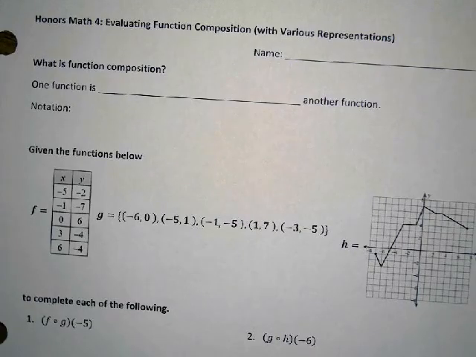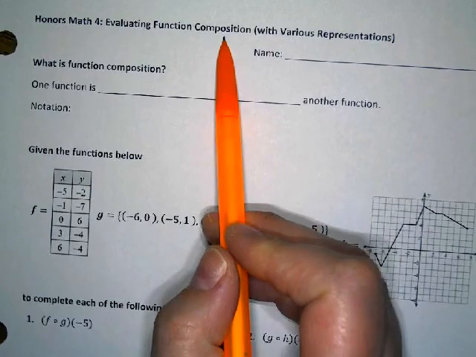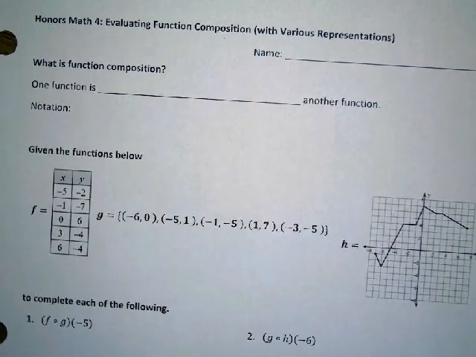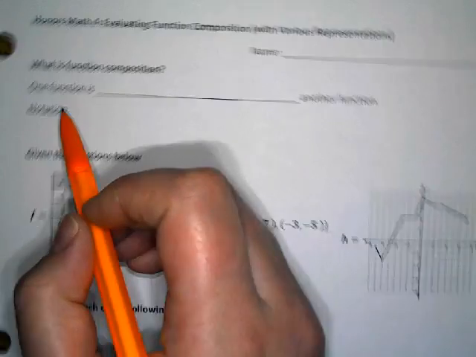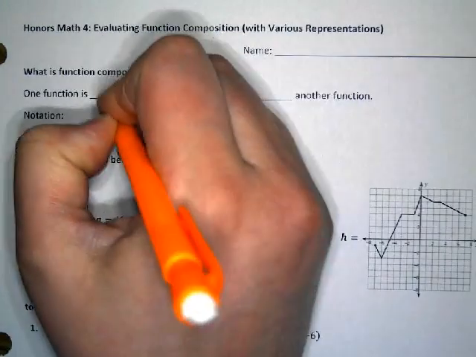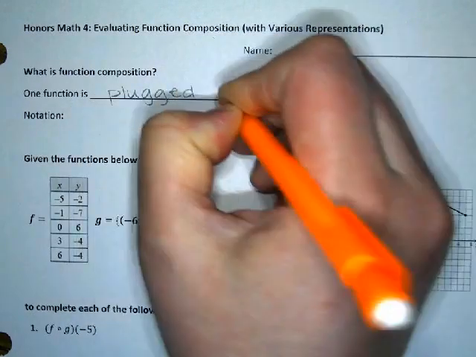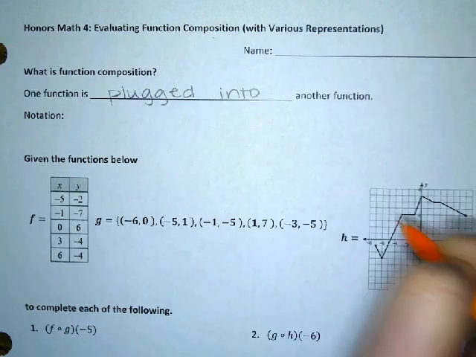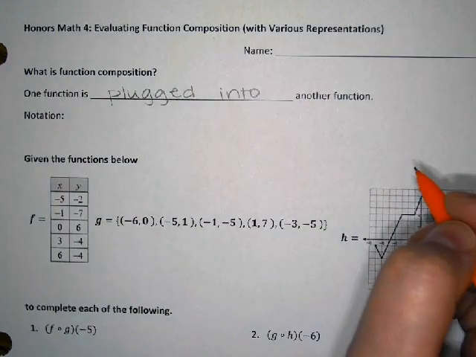Or if you've seen it, you've only seen it in a limited way. And that new operation is called composition. So composition is going to be new to us, but not terribly difficult, just new, just a little bit different. So what is composition? Composition is when one function is plugged into another function.